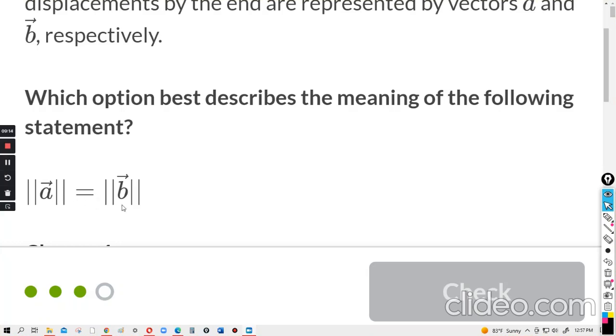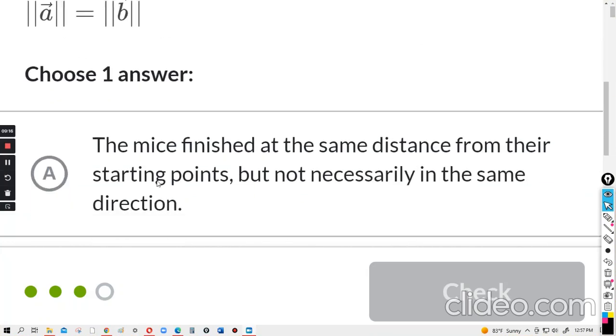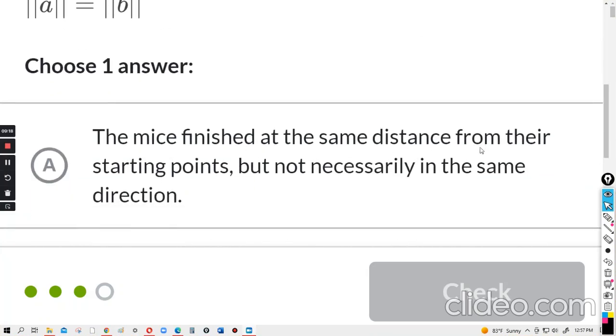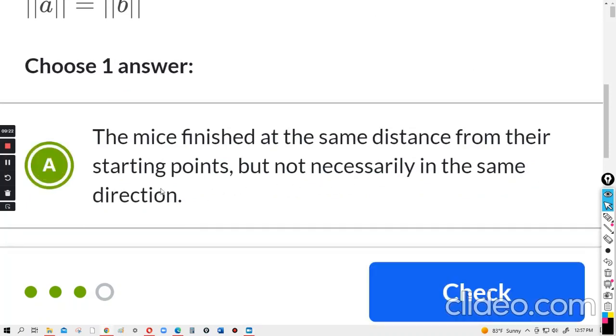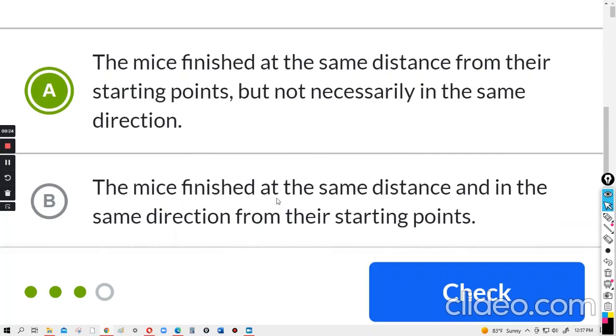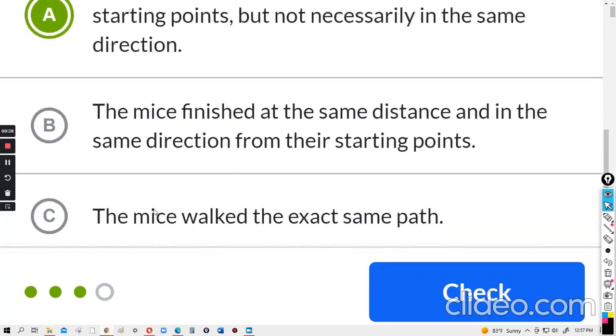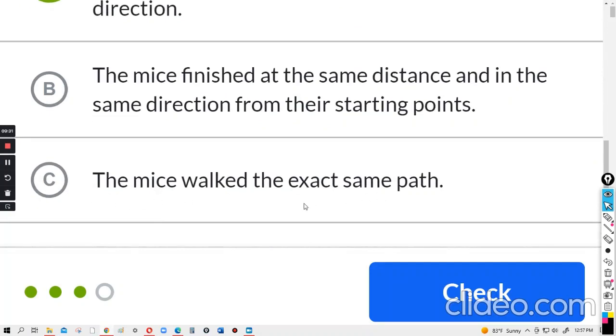So it says they're equal. Let's take a look. The mice finish at the same distance from their starting points, but not necessarily the same direction. Yes, that's true. Mice finish same distance and same direction. No, this was magnitude only. Mice walk the exact same path. No, definitely not.